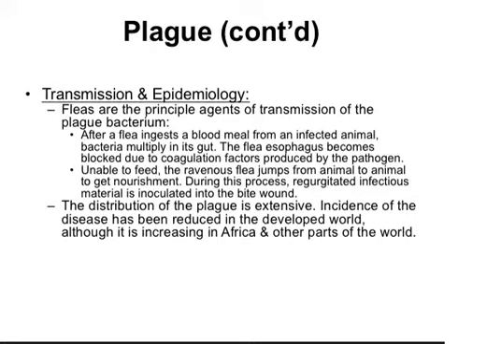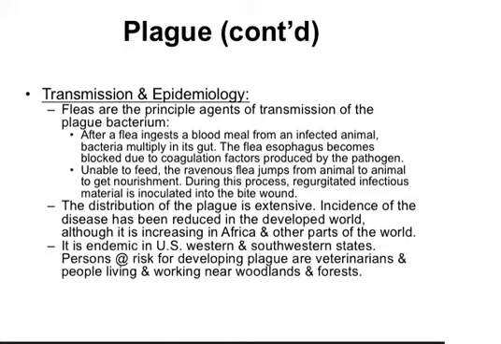The distribution of the plague is extensive. The incidence of the disease has been reduced in the developed world, although it's increasing in third world countries. It is endemic in the U.S. and western and southwestern states. Persons at risk for developing plague include vets and people living and working.